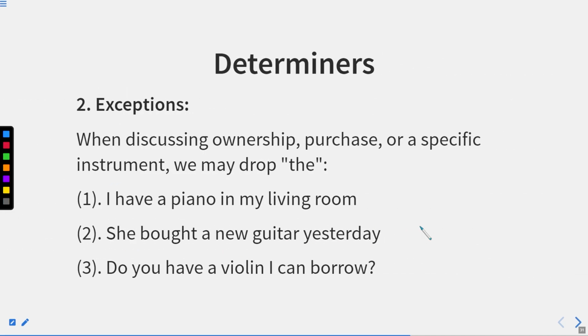But exceptions are there. If we show the ownership, purchase, or a specific instrument, we may drop the. For example, I have a piano in my living room. So I'm talking about a piano, that is any piano, that I have this particular thing at my home. So I'm using this not for the playing purpose. Though I play piano sometimes, but I play the piano. But here I'm just showing the ownership that the piano is mine, or I have a piano. So there I can use a before it, and we need not write the before this piano because this is not a particular piano, it is any piano that I have. She bought a new guitar yesterday.